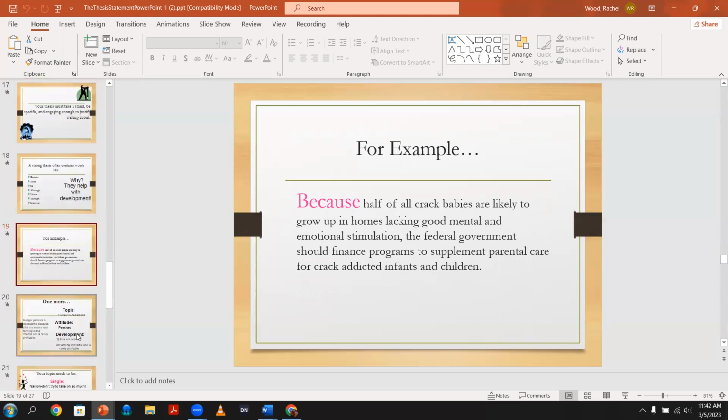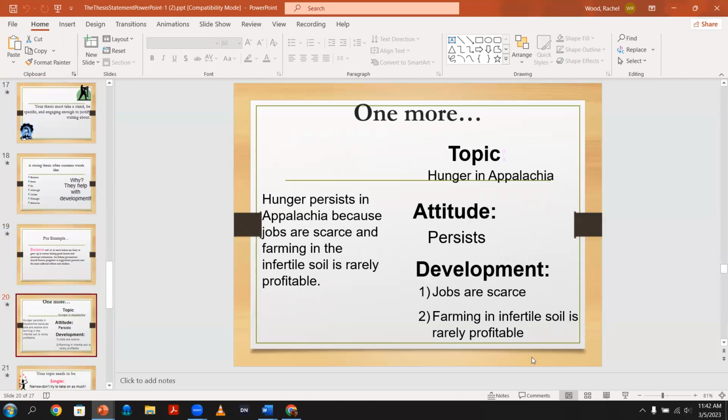So I'm going to continue talking to you a little bit about, here's another one. Hunger persists in Appalachia because jobs are scarce and farming in the infertile soil is rarely profitable. So again, the topic is hunger in Appalachia. The attitude is that it persists. And the development is that jobs are scarce and farming in infertile soil is rarely profitable. That is a thesis statement. It's defensible, it's debatable, and it does have a lot of information in there for you to discuss in your paper without saying, this is what I'm going to talk about.